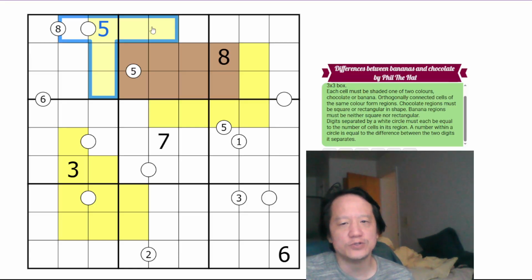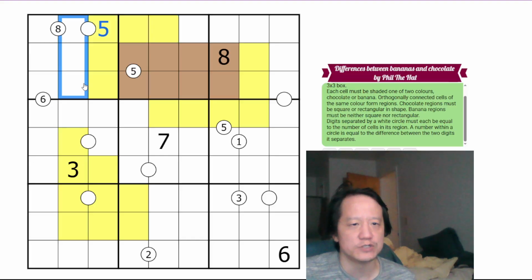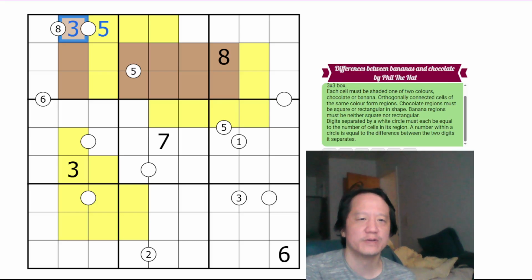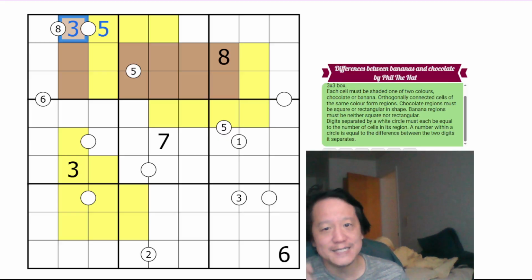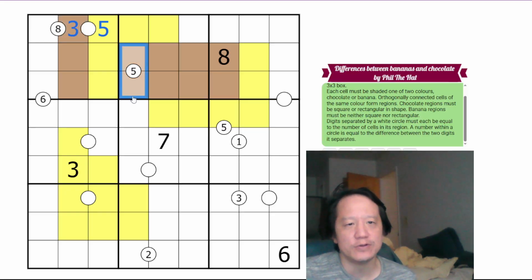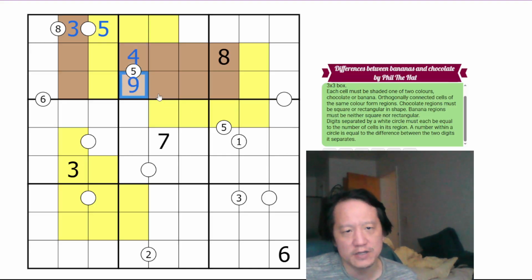Okay. So digits separated by a white circle must each be equal to the number of cells in its region. So say this was the only brown here, then this would be 3. A number within a circle is equal to the difference between the two digits it separates. So, for example, this has to be two different regions, but the difference between these two cells must be 5. So you could have, say, a 4 here and a 9 here, and that would be valid.